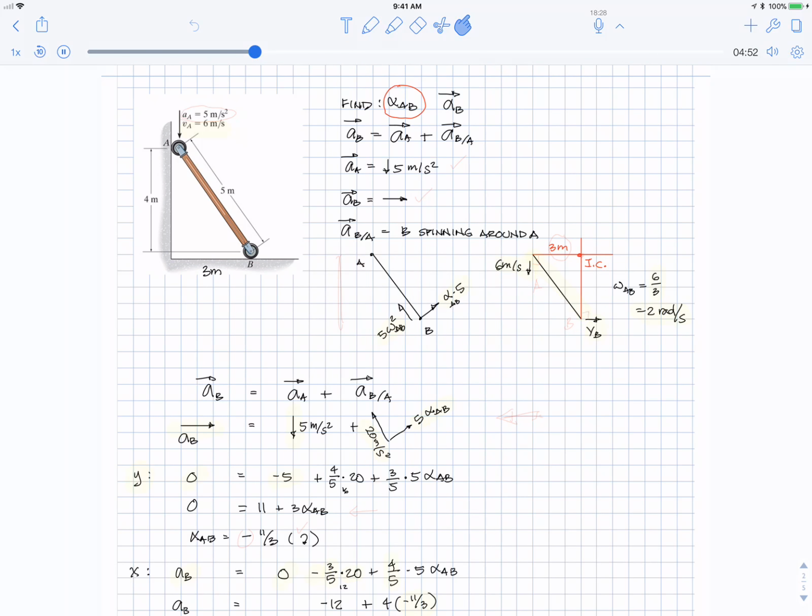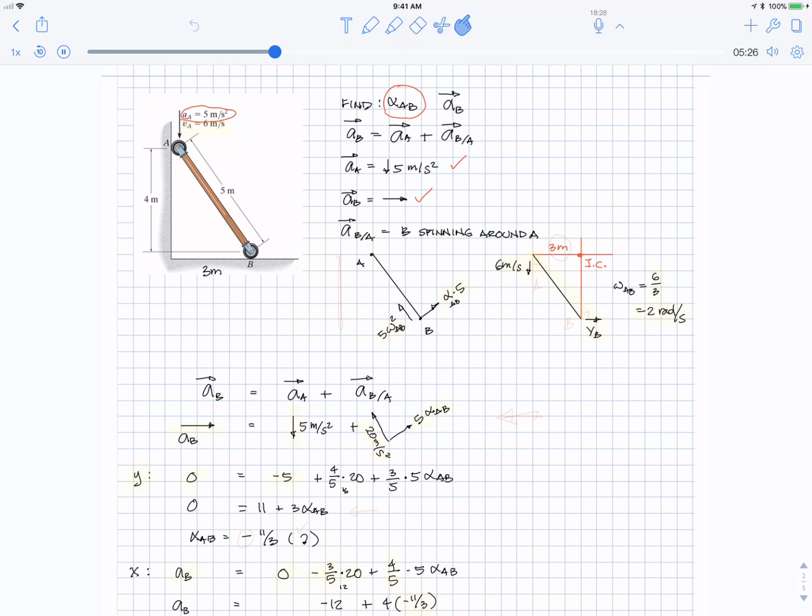Well, we're given that the acceleration at A is 5 meters per second squared vertically down. We notice that point B is rolling on the ground, so it has a horizontal acceleration, and the ground is not curved, it's flat, so there's not going to be a v squared over r or r theta dot squared, so we know the acceleration of B is horizontal with an unknown value. And then finally, I've told you when you see a of b relative to a, you need to think in your head B spinning around A and everything that means.